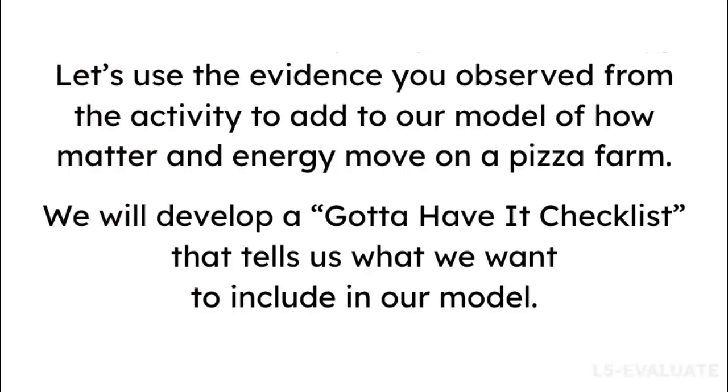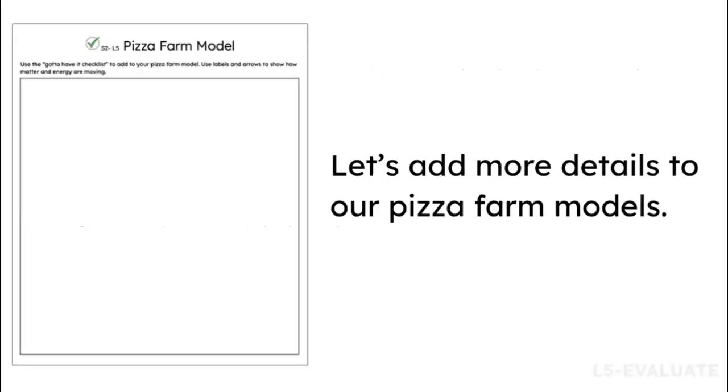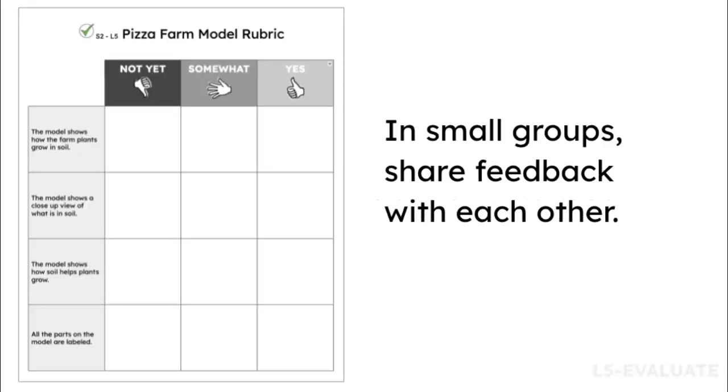For the Evaluate portion, you'll tell students that they'll use evidence from the activity to add to their model of how energy and matter move on a pizza farm. They'll develop a Gotta Have It checklist that tells them what to add to their model. You'll have students add to their pizza farm models and labeled explanations on the Pizza Farm Model student journal page. You'll then have students work in small groups and use the Pizza Farm Model rubric student journal page and peer feedback table tent cards to provide feedback to each other.